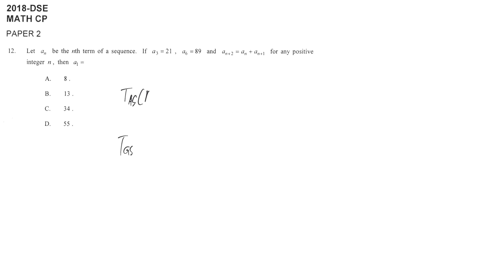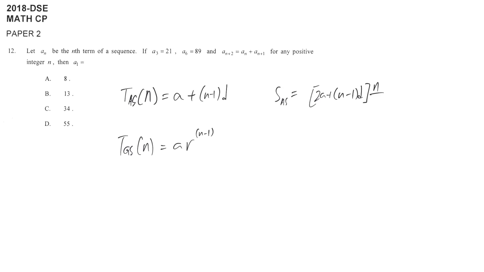For AP, this is equal to a plus (n minus 1) times d. For GP, this is a times r to the power of n minus 1. That is what you have learned, and you even learned the sum. For AP, this is (2a plus (n minus 1)d), the first term plus the last term, times the number of terms, divided by 2. This is the sum of GP: a times (r to the power of n minus 1) over (r minus 1), because of some algebraic calculation.